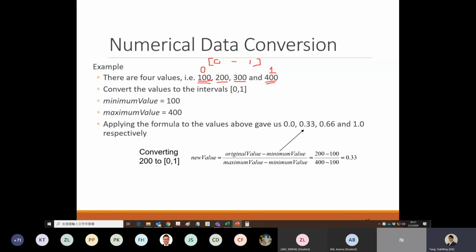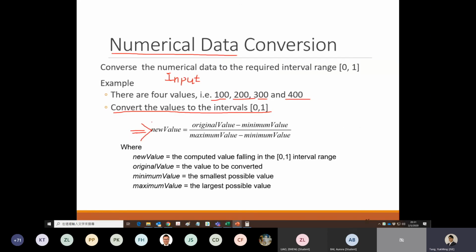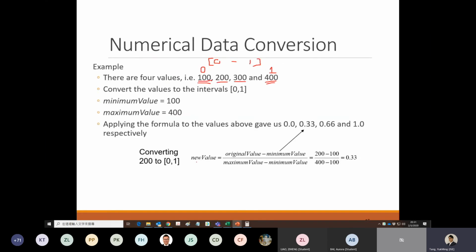In order to convert 200 into a value between 0 to 1, we need to apply this equation to calculate the new value. What is the original value? If you want to calculate the new value for 200, the original value is 200, minus the minimum value 100, over the maximum value 400 minus the minimum value 100. So we get 200 minus 100 over 400 minus 100, and then we get the result, 0.33. Therefore, we can use 0.33 to represent 200.